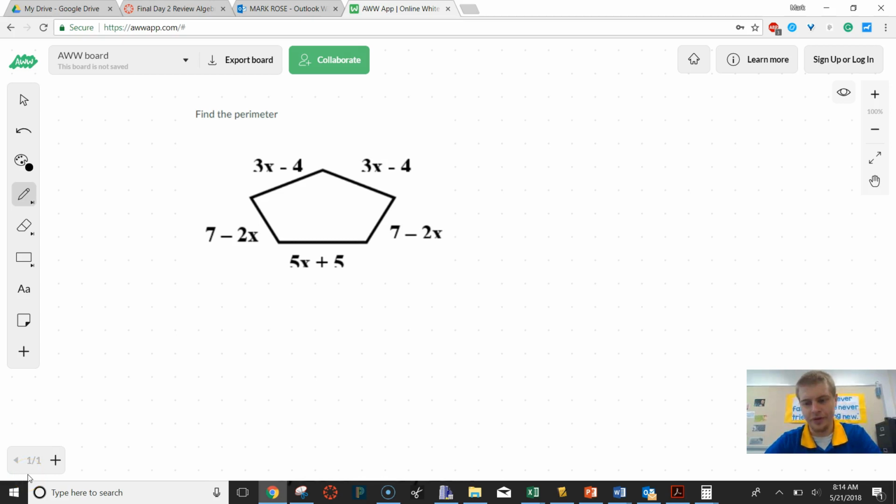Okay, so it says find the perimeter. So we're going to find the perimeter. How do you find a perimeter of an object? You just add up all the sides. So this plus this plus this plus this plus this.